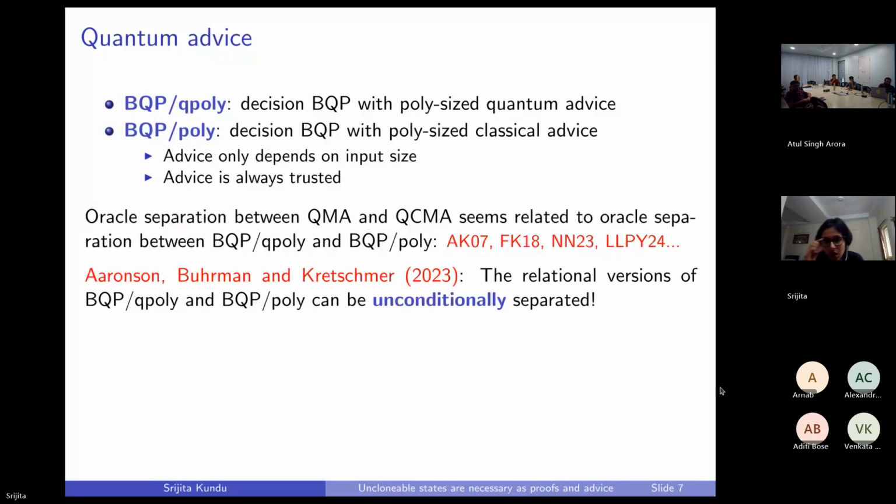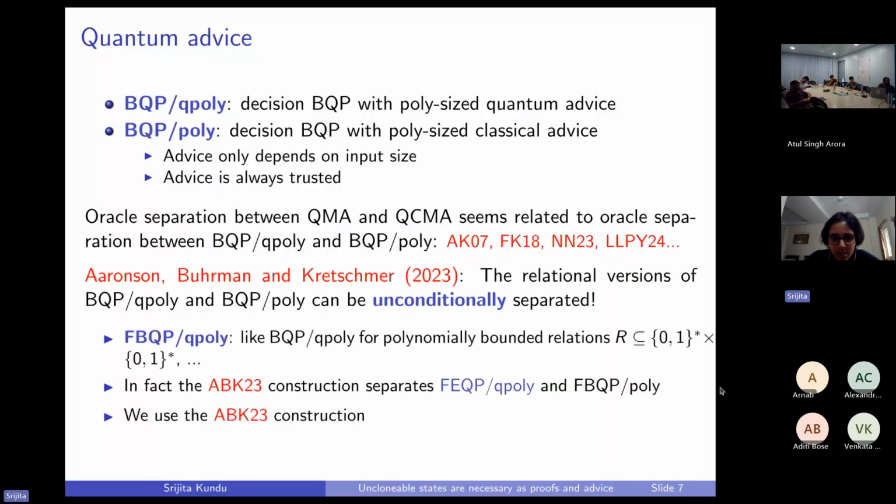On the other hand, this is only with respect to oracles for decision BQP/qpoly and BQP/poly. But the relational versions of BQP/qpoly and BQP/poly can be unconditionally separated. This was shown by Aaronson, Buhrman, and Kretschmer in 2023. By the relational version, these are the classes FBQP/qpoly and FBQP/poly. So instead of a decision problem, this is just defined for polynomially bounded relations.